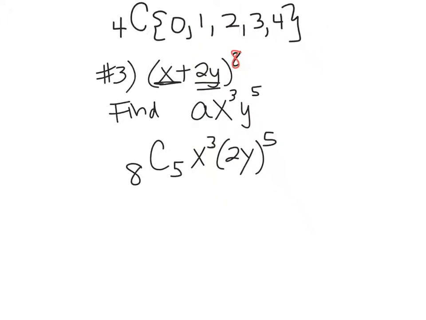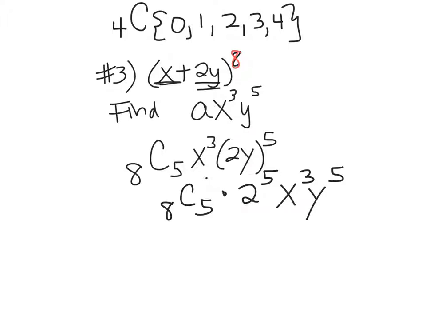And so to find the coefficient that goes in front of x cubed y to the 5th, we have to take 8c5, multiply that by 2 to the 5th, and then we'll get x cubed y to the 5th. Okay, so we go to our calculator, 8c5, and then times 2 to the 5th. And we get 1792, x cubed y to the 5th.